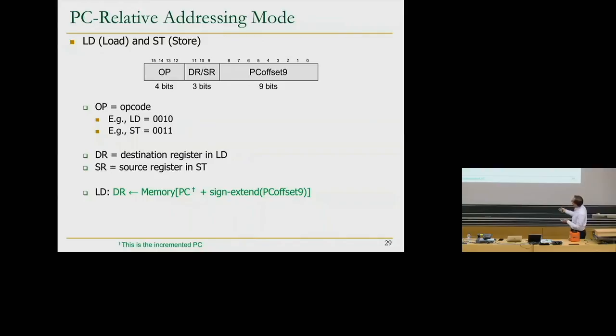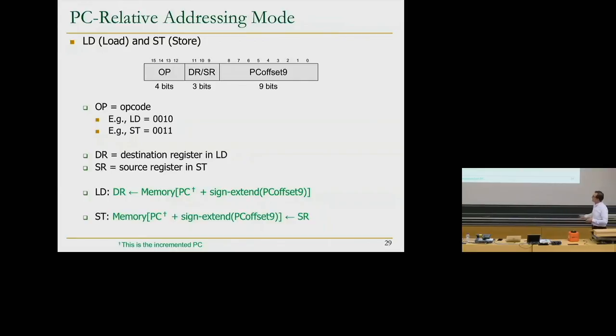Basically, the instruction says calculate the address to be the program counter. That's the incremented program counter, basically the address of not this instruction, but the next instruction, plus the sign extended 9 bits. So you basically take these 9 bits and sign extend them to be 32 bits and add them to the PC, and then access memory with that address and get the data at that location and move that data to the destination register. So hopefully this is clear. It's PC plus offset. It's also called PC relative addressing.